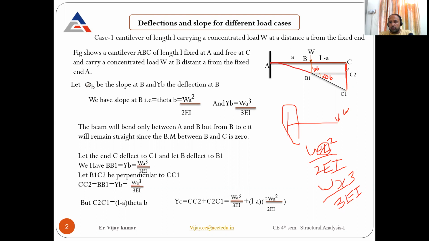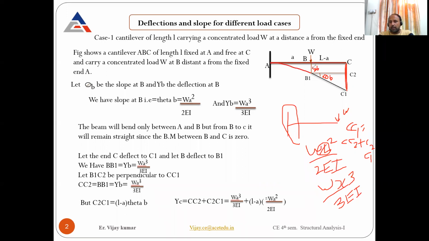So if I want to calculate CC1, that is the total deflection which happens when there is a point load acting at a distance from the fixed end. I need to find CC2 plus C2C1. These are the values I need to find first.